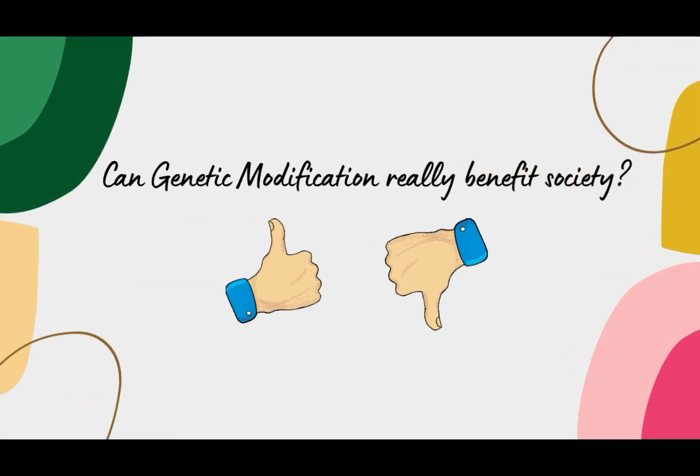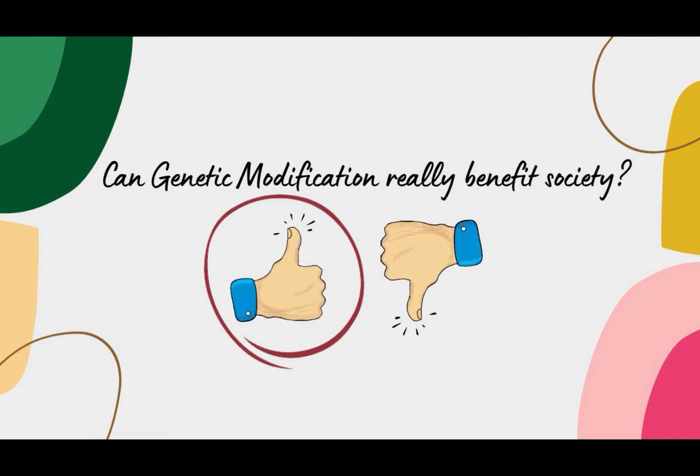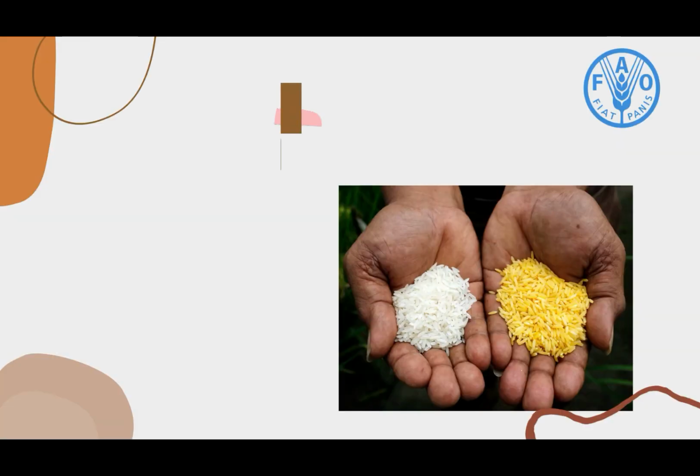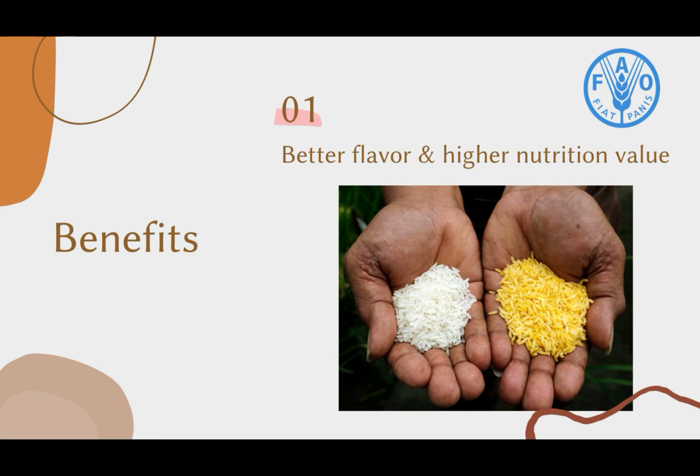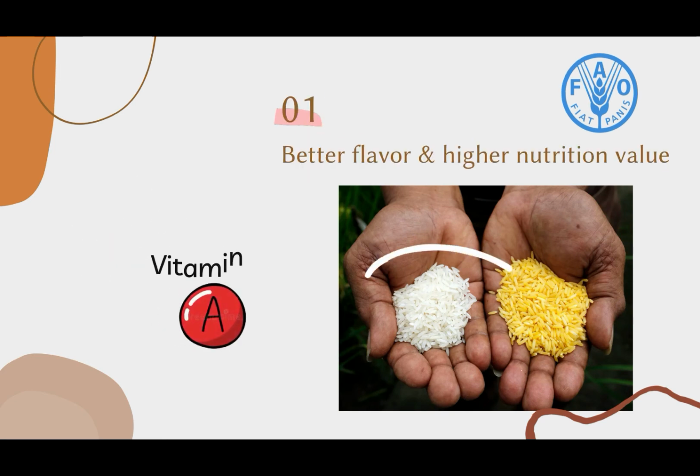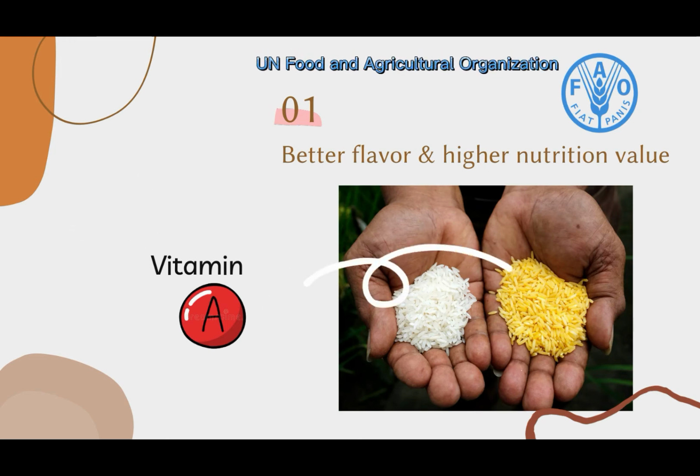Can genetic modification really benefit society? Well, the answer is yes. Firstly, genetically modified crops have better flavor and higher nutritional value. For example, genetically modified golden rice contains high levels of vitamin A, therefore alleviating global vitamin deficiencies and malnutrition, according to the UN Food and Agriculture Organization.